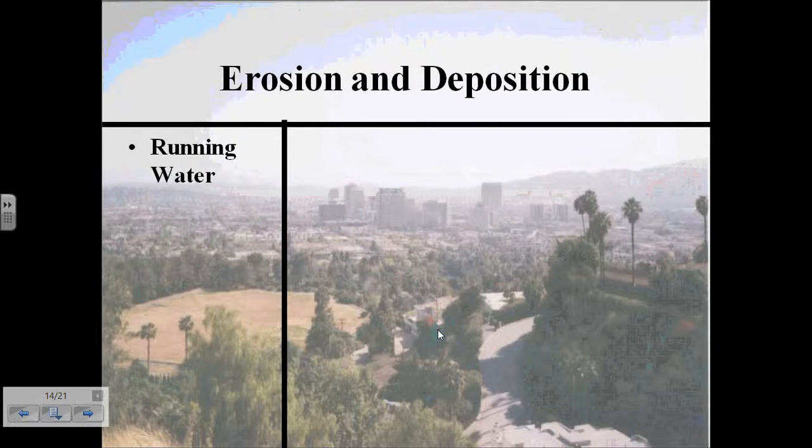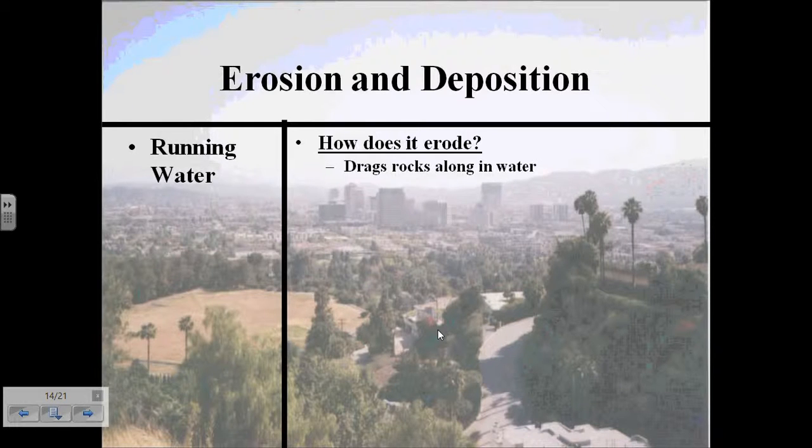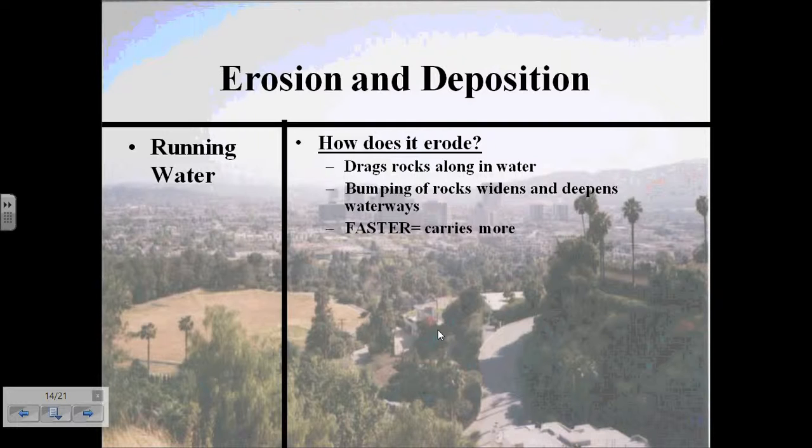Now, let's talk about erosion and deposition and how they work together to form land masses and further on. With running water, we want to know, how does it erode? As I mentioned, water has the ability to drag rocks along in the water. This can move the rocks downstream. The bumping of rocks widens and deepens the waterways, and that makes it faster. That makes it wider and able to carry more sediments.